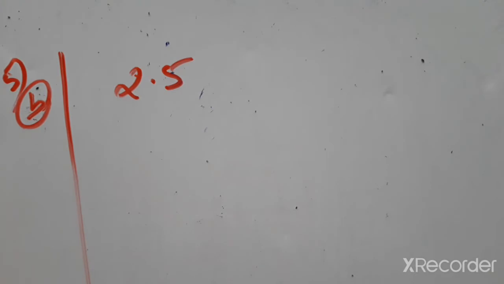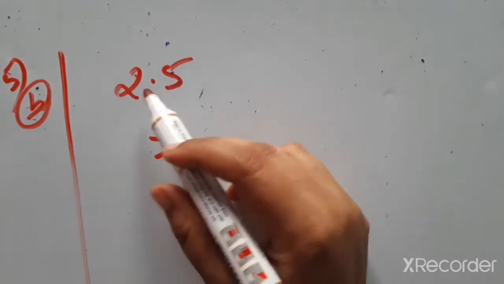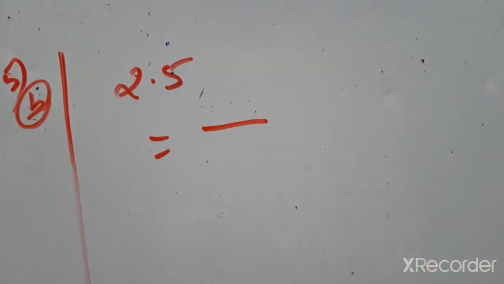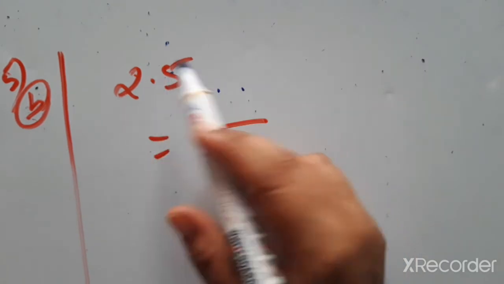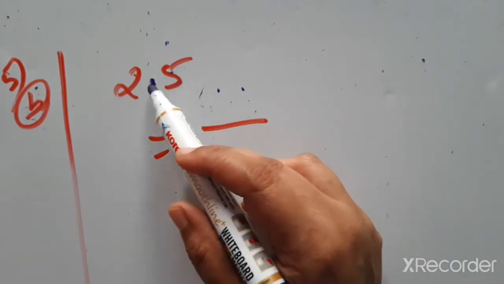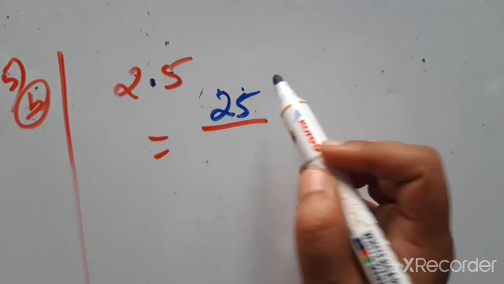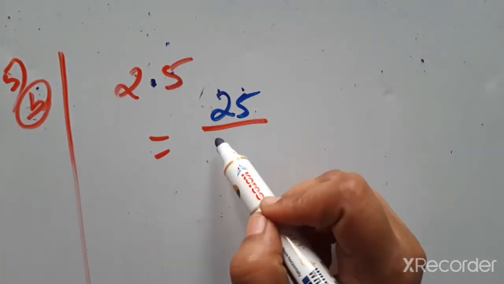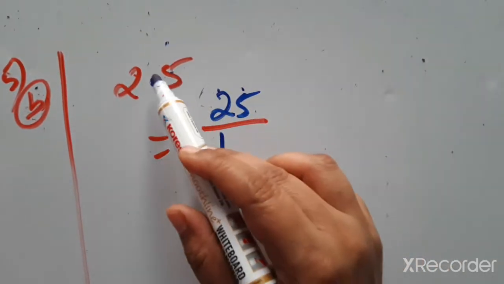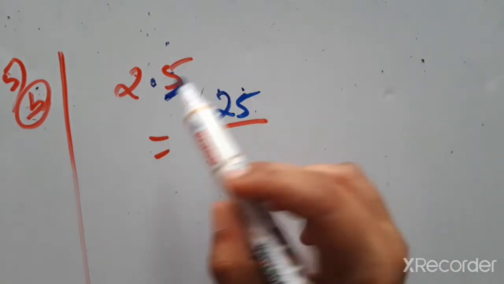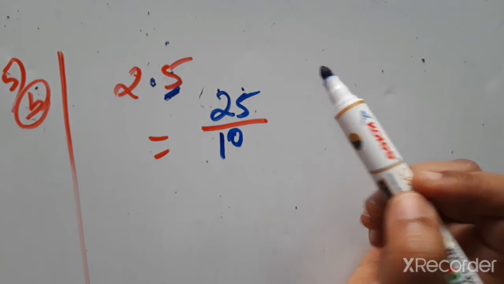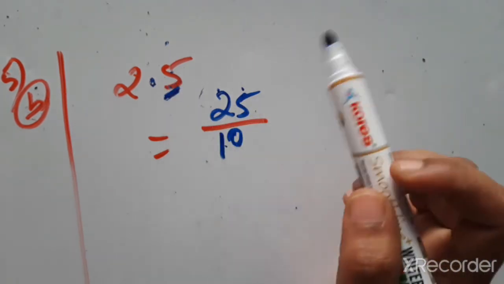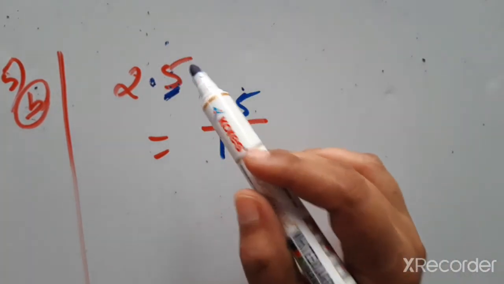Next is 2.5. Now we have to write this in fraction form. Fraction means above the line is the numerator, below the line is the denominator. Above the line, without the decimal point, it is 25. That is the numerator value. And for the denominator, after the decimal point how many numbers? Only one number, that is 5. So it means 10. One number means 10, two numbers means 100, three numbers means 1000.